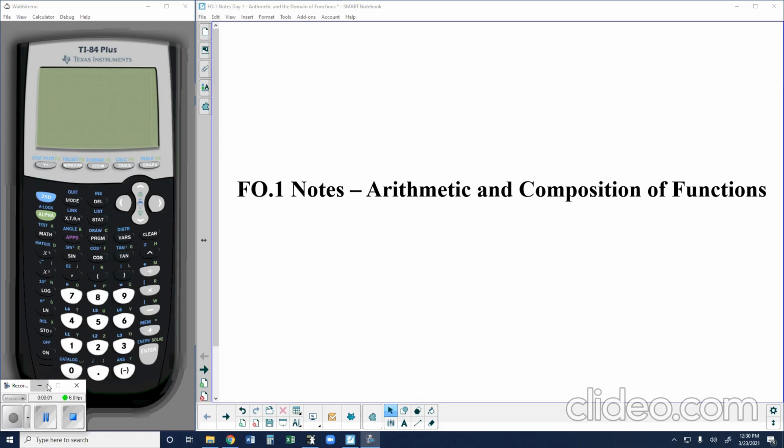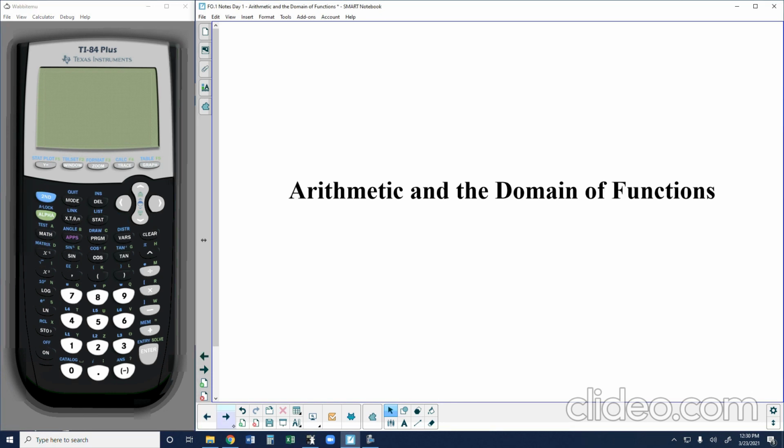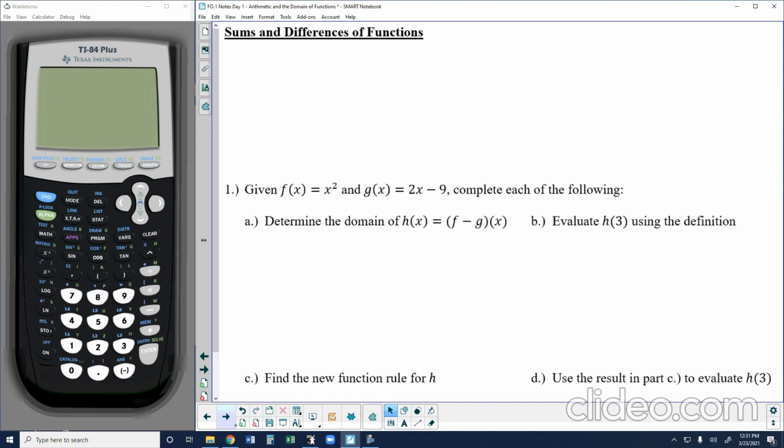What's up, guys? Welcome back to another Algebra 2 instruction lesson. We're starting a new unit, and in this new unit we are starting to look at function operations. So today we're going to begin the section of arithmetic and compositions of functions, focusing primarily on arithmetic and the domain of a function. So we're going to jump right into some example problems, and you can follow along with your notes PDF that was posted on Google Classroom.